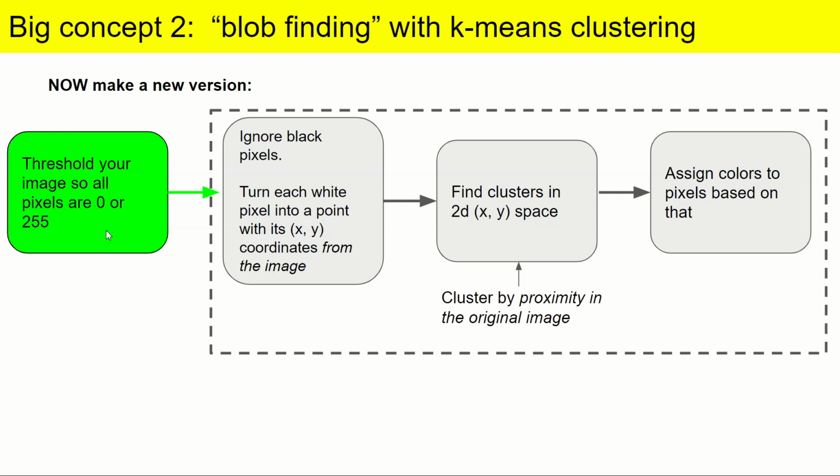So usually the first step is to work in black and white. So you're going to threshold your image so all the pixels are either pure black at 0 or pure white at 255. We're going to ignore the black pixels because those are going to be background, and we're going to turn each white pixel into a point object, similar to last time. Then you're going to cluster not to see which points are close to each other in 3D color space. You're going to see which points are close to each other in the two-dimensional space of the row and column from where they came from in the image. And then you might reassign random colors based on that. The only reason to assign random colors is so that you can visually see the computer thinks this is one object and this is another.